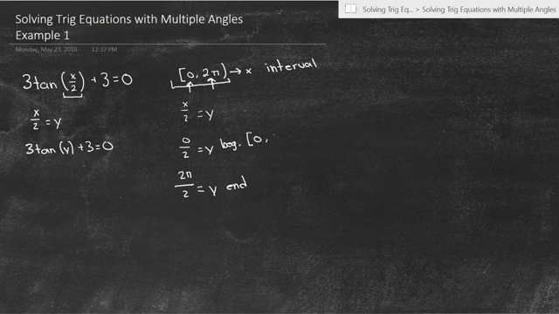So now we've got 0 to just pi. 2 pi divided by 2 is pi. So just know that that's what we're working with now. That's the new interval for this y.